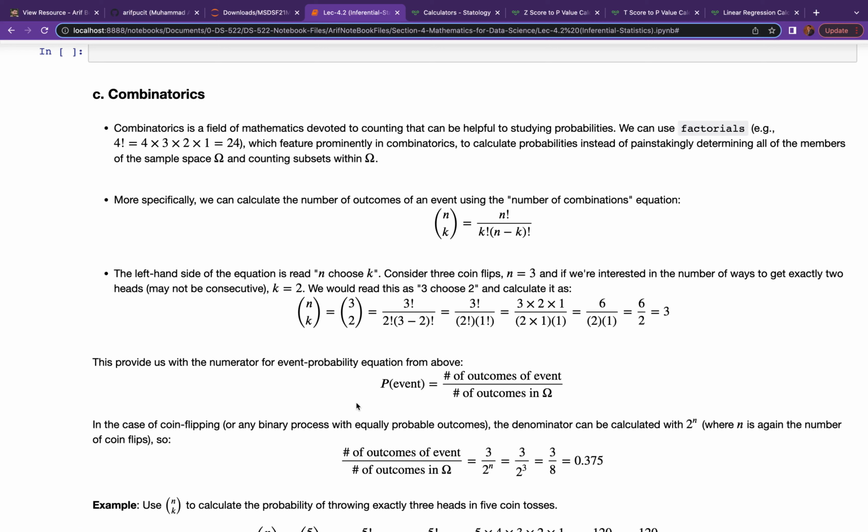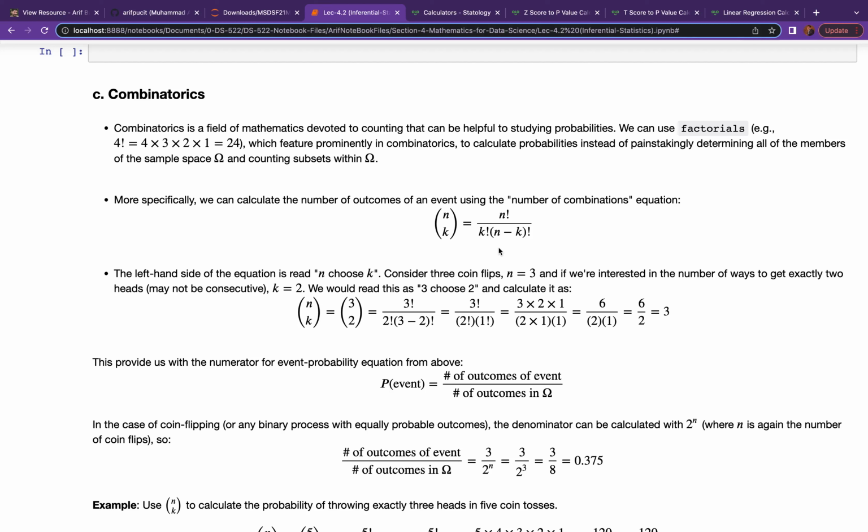My dear students, we can compute the number of outcomes of an event using the number of combinations equation. This equation can be read as n choose k, which equals n factorial divided by k factorial and n minus k factorial.